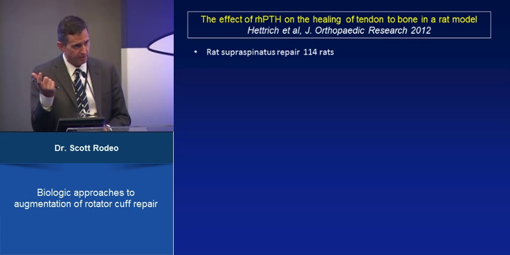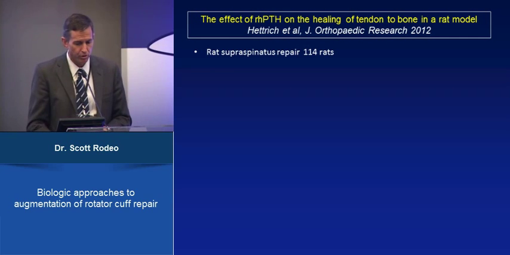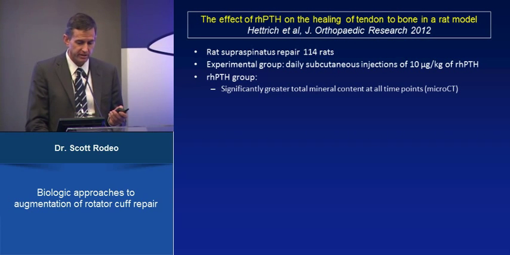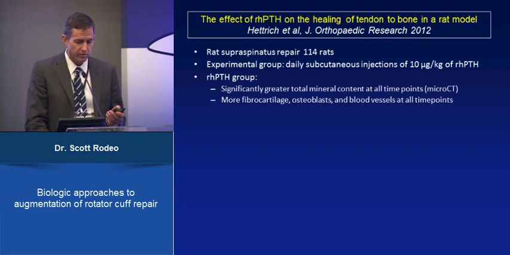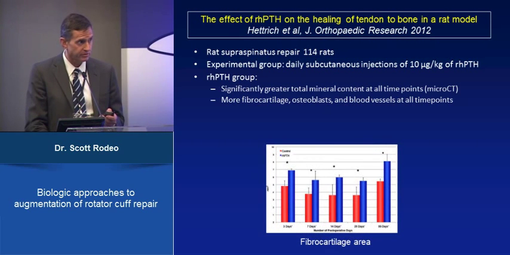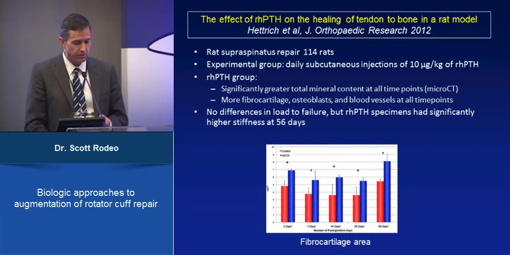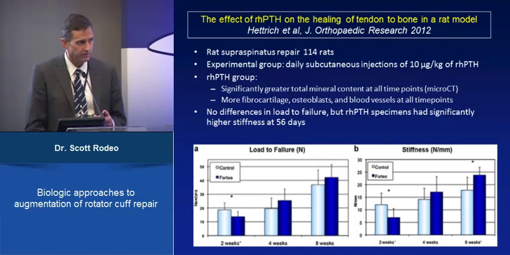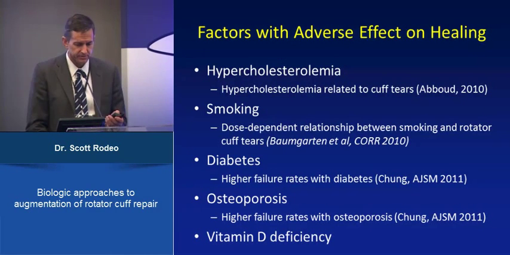Again, in our repair model, we gave the animals parathyroid hormone daily for 2 weeks. And we find the group that gets PTH has greater total mineral content at all time points. We found more fibrocartilage and bone formation at all time points in the animals given PTH. Although there was no difference in load to failure, the specimens with PTH had significantly higher stiffness. So PTH does have a positive effect when given, again, in this small animal model.